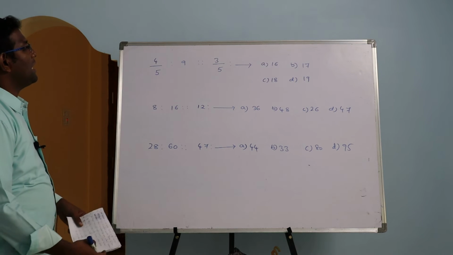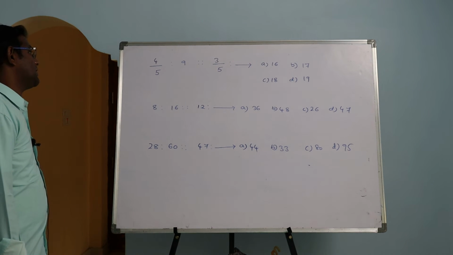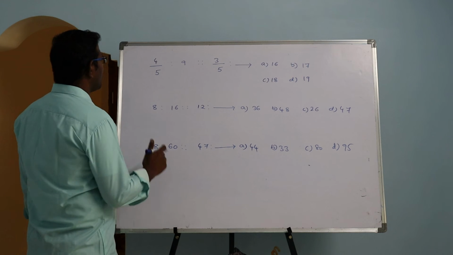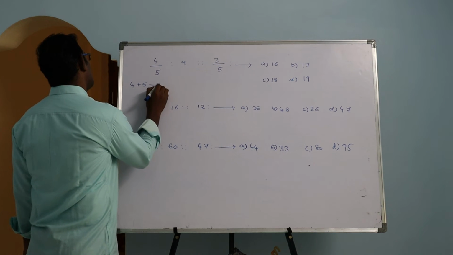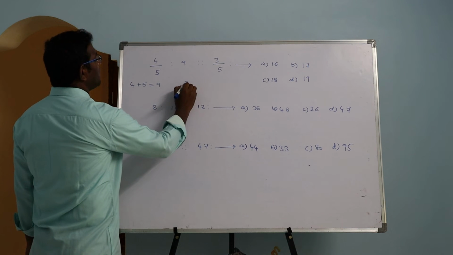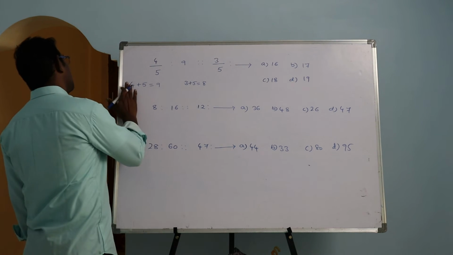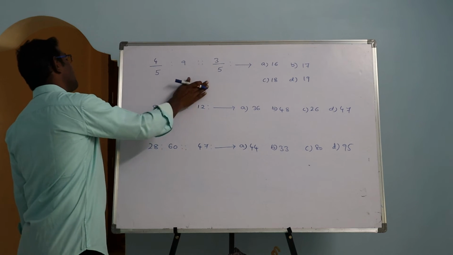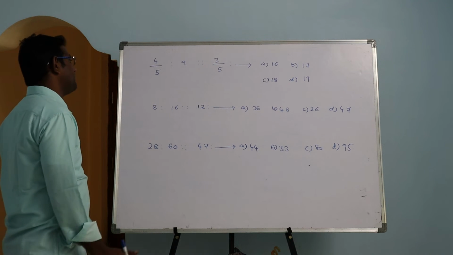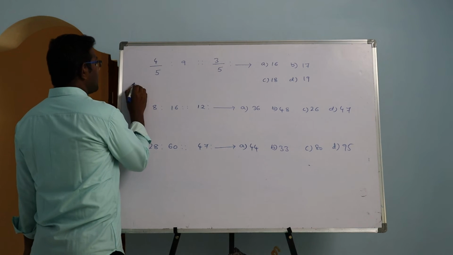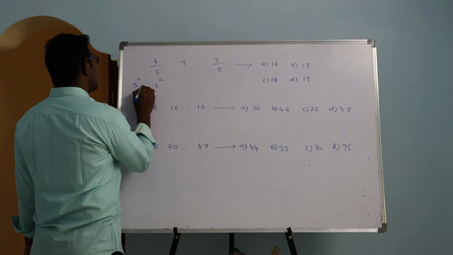Sir, is there any relation between 4 by 5 is 9 and 3 by 5 is dash? Is there any relation between them, sir? Sir, nothing, it is simple, sir. Numerator and denominator you can add and the result is 9. In the same way, 3 plus 5 means how much, sir? 8. Is 8 there in the options? Nothing, sir. What's the relation, sir? It is nothing more. What the relation is between them means, denominator minus numerator, denominator square minus numerator square.